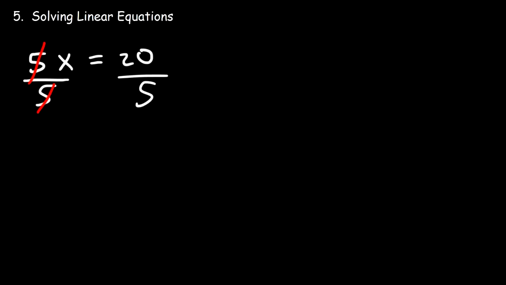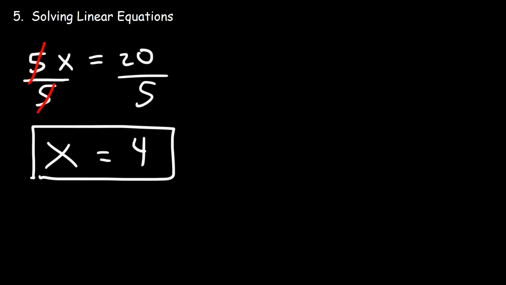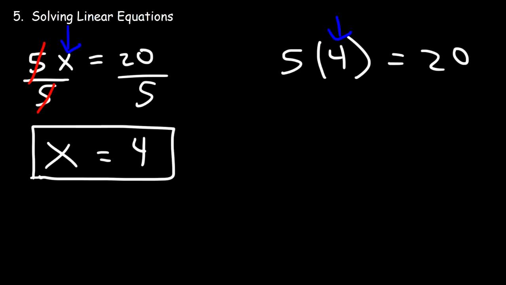5 divided by 5 is 1. So you get 1x, which is the same as x. On the right side, it's 20 divided by 5, which is 4. And so x has a value of 4. And it makes sense because 5 times 4 is 20. So thus x is equal to 4.